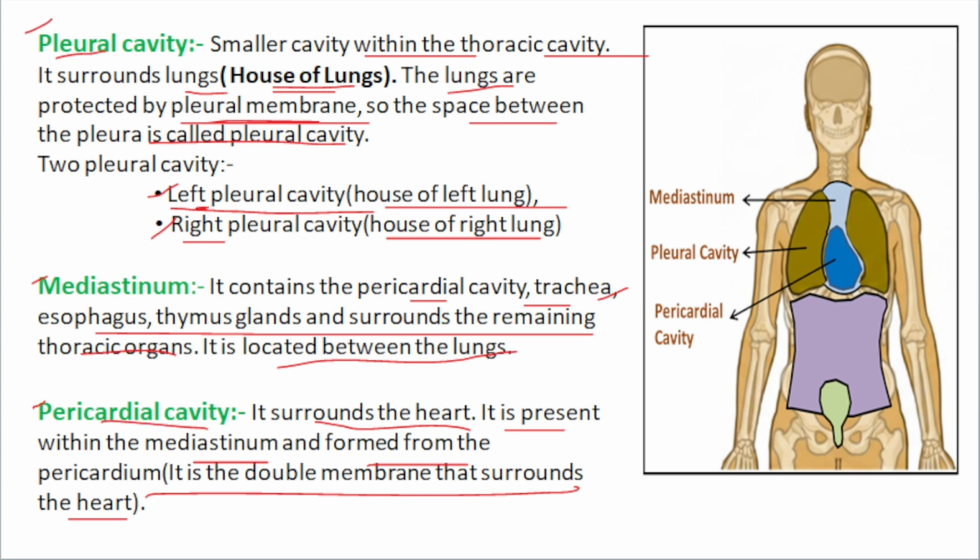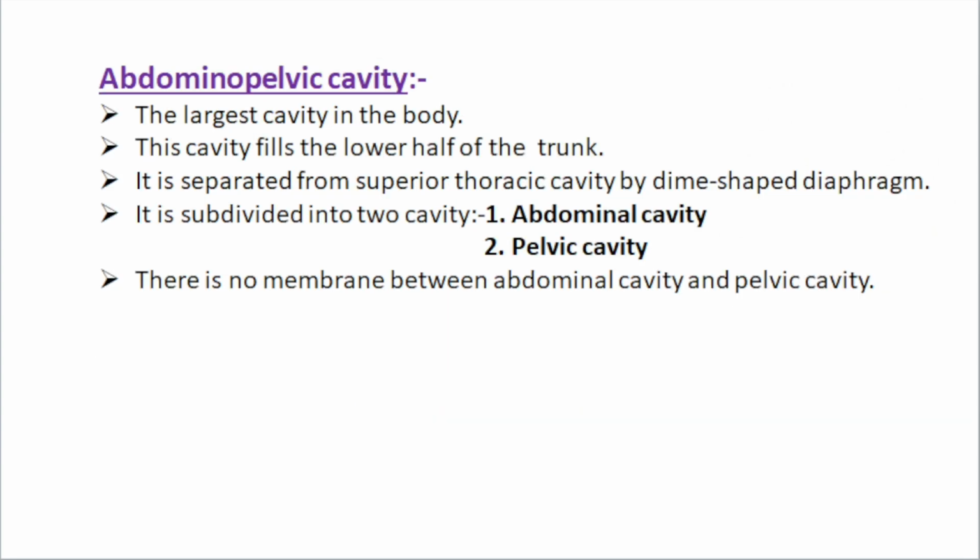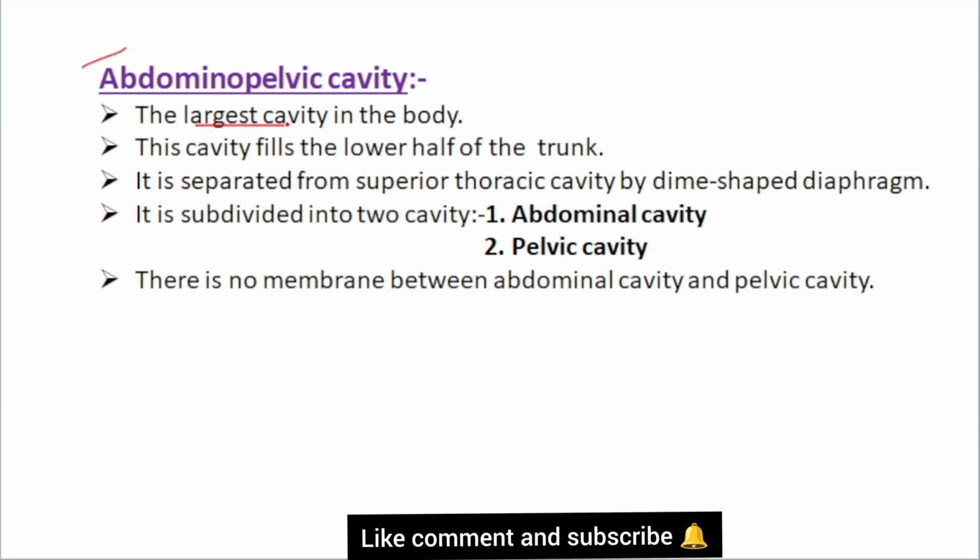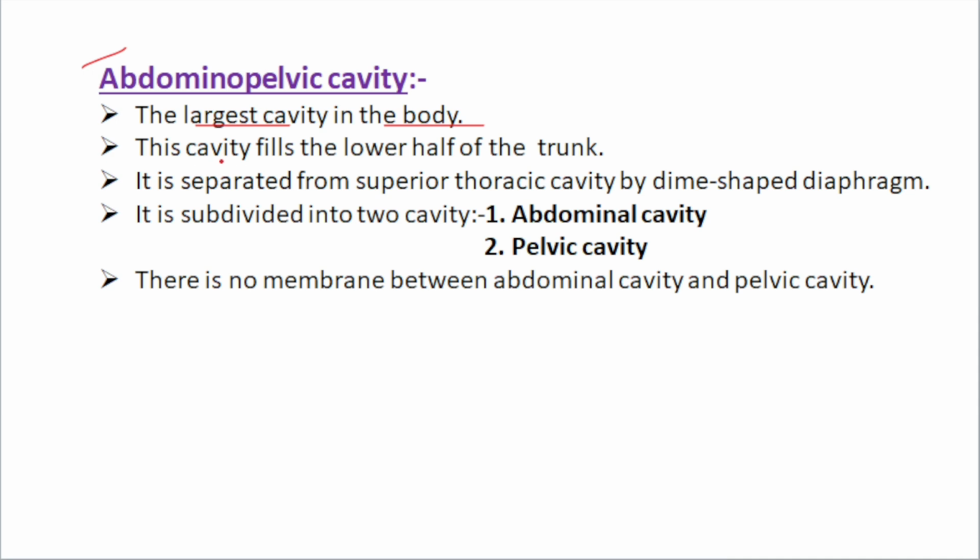Here peri means around and cardi or cardial means heart. So the membrane that surrounds the heart is called the pericardium, and the cavity that covers the pericardium is called the pericardial cavity. After discussing the thoracic cavity, I will discuss the abdominal cavity. It is the largest body cavity in the body. This cavity fills the lower half of the trunk.